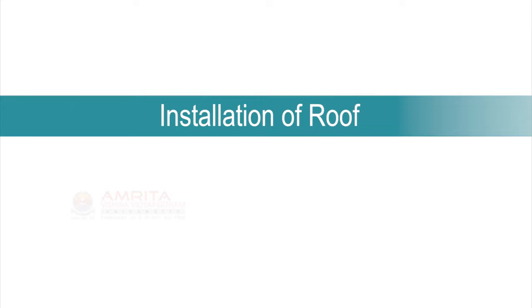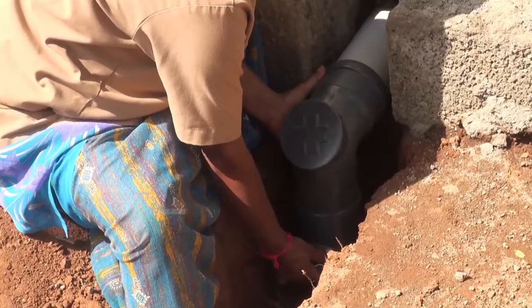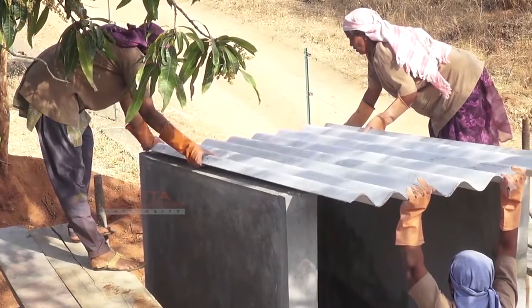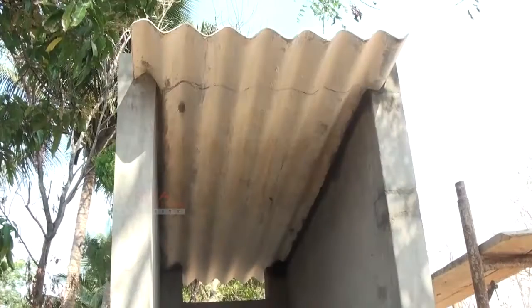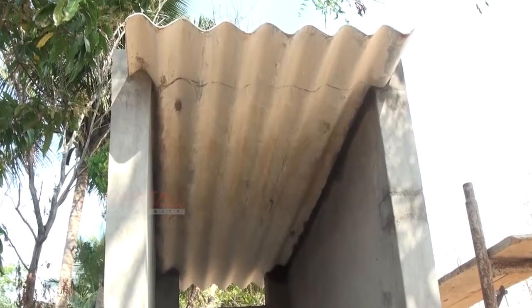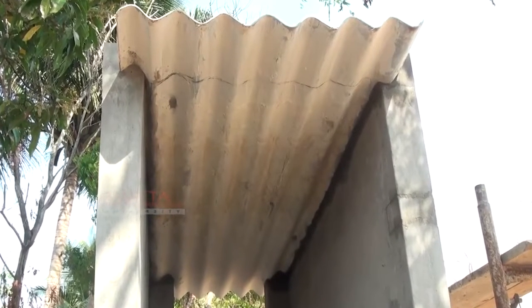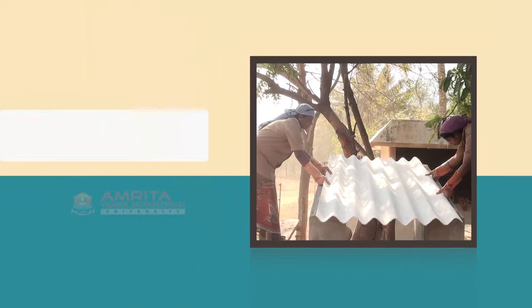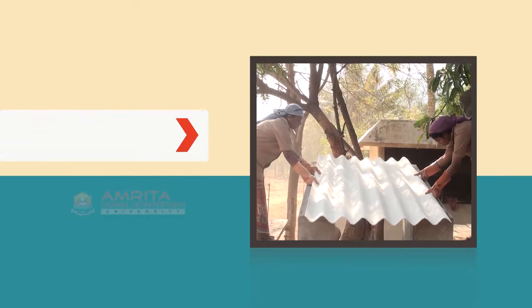Installation of roof. In the previous session, we learned to install the drainage system. In this session, we will learn to install the roof for the toilet. The roof serves as a protection from changing climates such as rain, wind, and blazing heat. At the end of this session, you will be able to install the roof for the toilet.